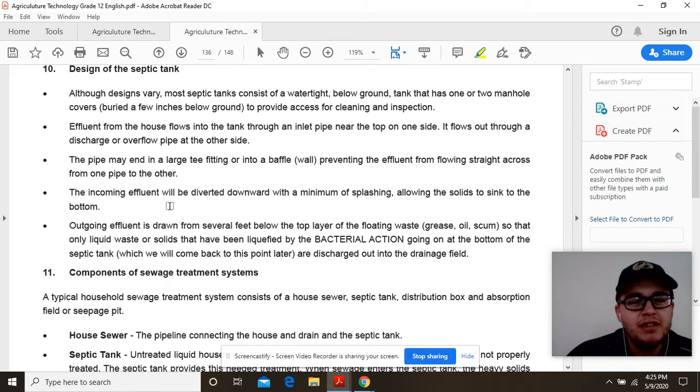The incoming effluent will be diverted downward with a minimum of splashing, allowing the solids to sink to the bottom. Outgoing effluent is drawn from several feet below the top layer of the floating waste, grease and oil and scum, so that only liquid waste or solids that have been liquefied by the bacterial action going on at the bottom of the septic tank, which we will come back to at a later point, are discharged in the drainage field.